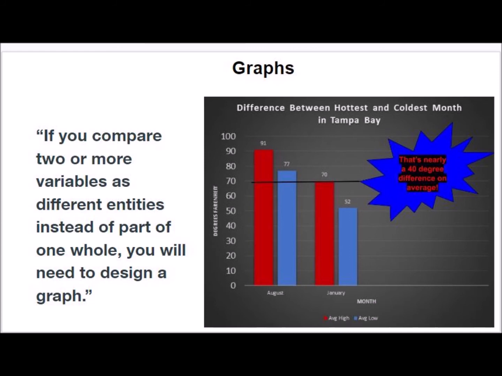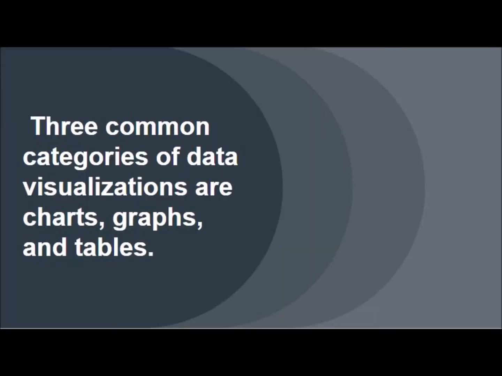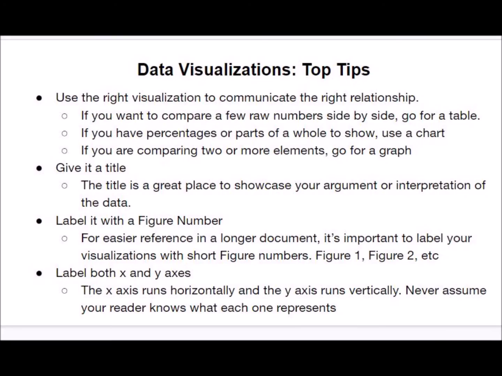There are plenty of other types of data visualizations, but most are some combination of chart, graph, or table. For more ideas about different kinds of visualizations, consult the periodic table of visualizations linked in the notes below. When creating data visualizations, keep these genre tips in mind. Use the right visualization to communicate the right relationship. If you want to compare a few raw numbers side by side, go for a table. If you have percentages or parts of a whole to show, use a chart. If you are comparing two or more elements, go for a graph.